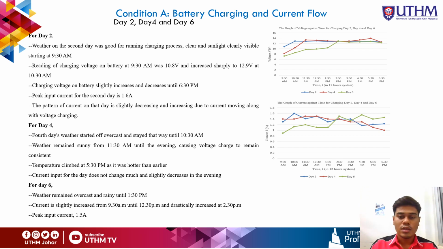For day 6, the weather remained overcast and rainy until 1:30 p.m. The current slightly increased from 9:30 a.m. until 12:30 p.m. and drastically increased at 2:30 p.m. As we can see, the peak current for day 6 is 1.5 ampere.